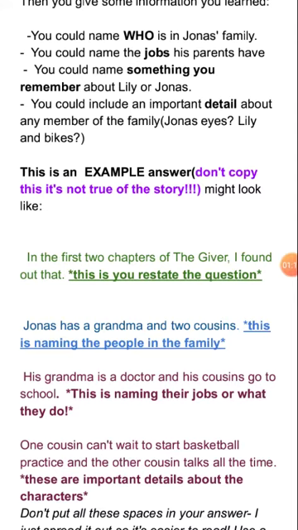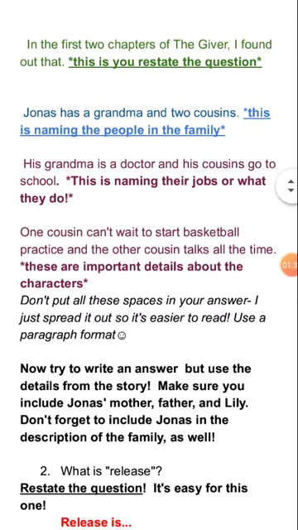This next part is an example answer. Do not copy it because it is not true from our story. But your answer might sound something like this. In the first 2 chapters of The Giver, I found out that, so I restated my question. In the first 2 chapters of The Giver, I found out that Jonas has a grandma and 2 cousins. So now I have named the people in his family.